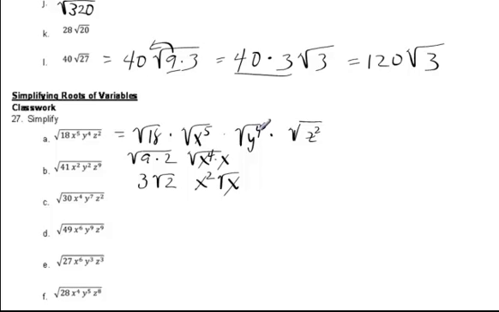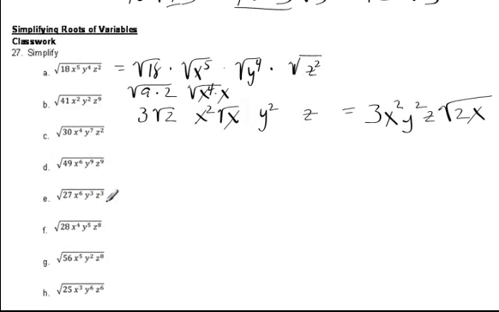Okay, y to the 4th is a perfect square. It's got a 4 there. So right off the bat, y to the 4th is y squared. Okay, z squared is a perfect square, so the square root is just z. Now, to put the answer together, everybody who's out of jail is going to leave together. So the 3 is out of jail, the x squared is out of jail, the y squared is out of jail, and the z is out of jail. Who's left in jail? This 2 and this x. So there's your answer.